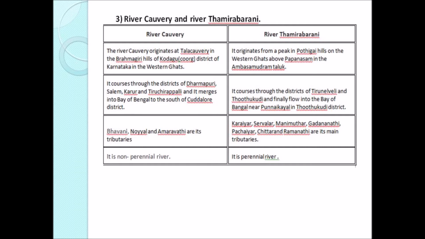Third question, distinguish between river Kaveri and river Tamarabarni. River Kaveri originates at a place called Talakaveri in the Brahmagiri hills of Kudagu district of Karnataka in the Western Ghats. So this is the place where river Kaveri originates. And river Tamarabarni originates from a peak in the Podigai hills on the Western Ghats above Papanasam in the Ambasamutram taluk.